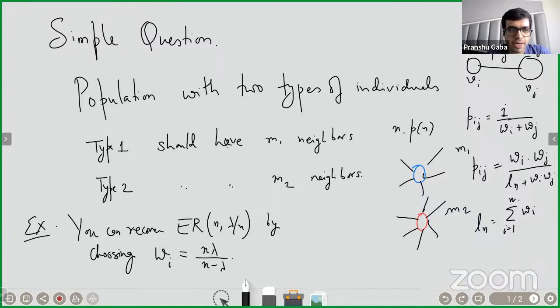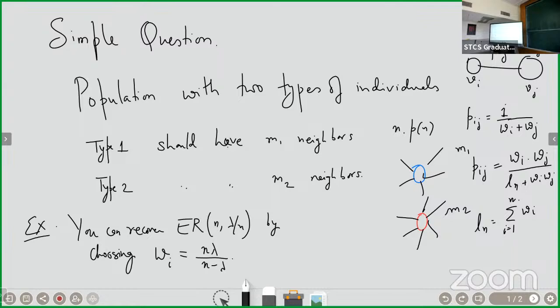You can have 3 types of vertices. Okay, and what will happen there? Type 1 would have M1 neighbors, type 2 M2 neighbors, type 3 M3 neighbors. And what should I choose my weights to be? The obvious choice would be just simply take Wi equal to Mi.